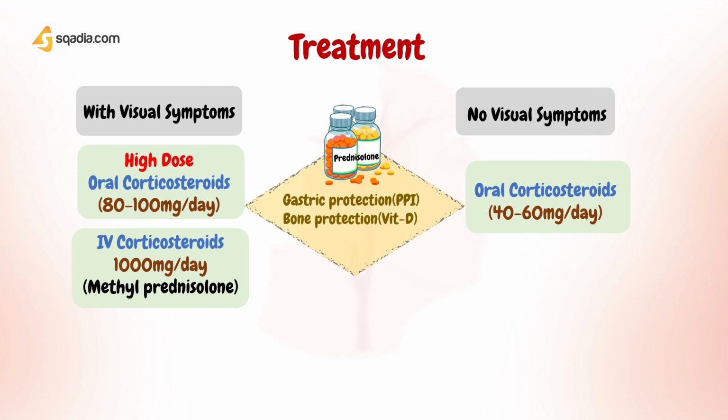So once the initial symptoms are settled, like after 4 to 6 weeks, the dose of steroids is tapered and reduced to minimum. The usual duration of treatment is 2 years, but in some patients it can be extended to 5 years, especially those who have off and on relapses.